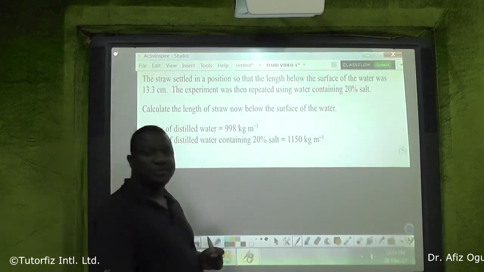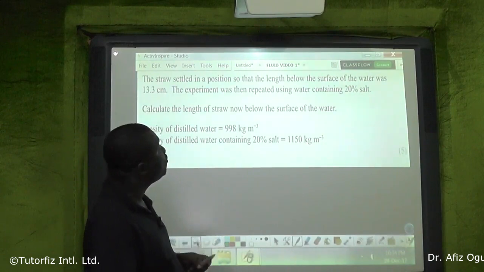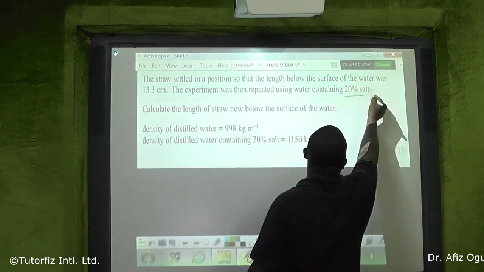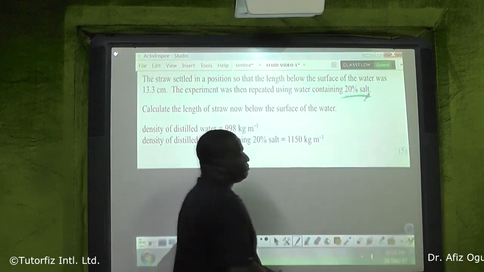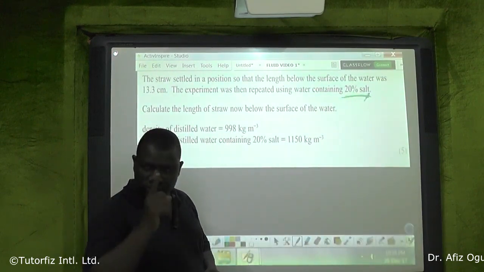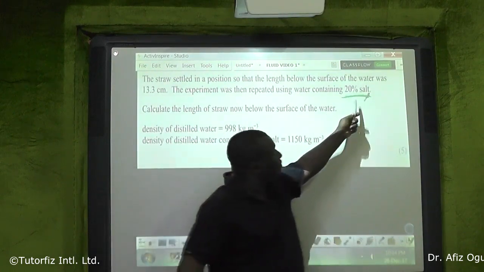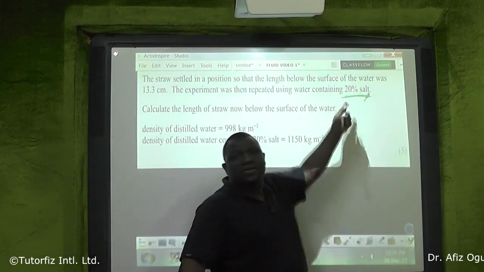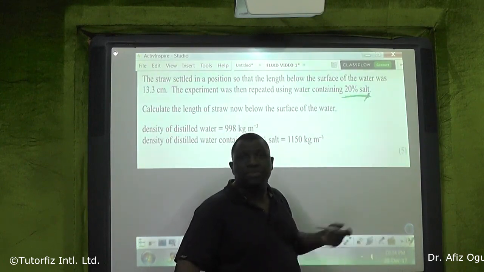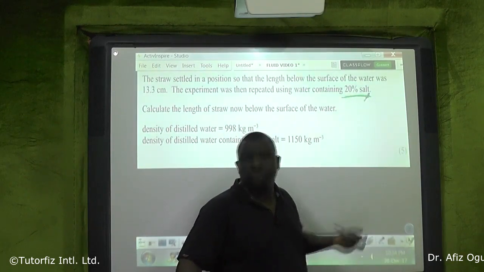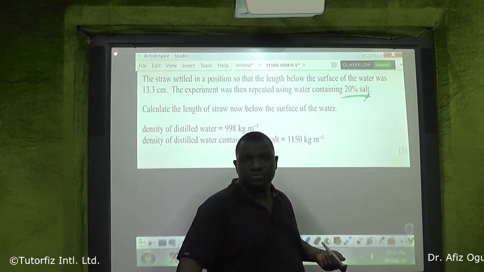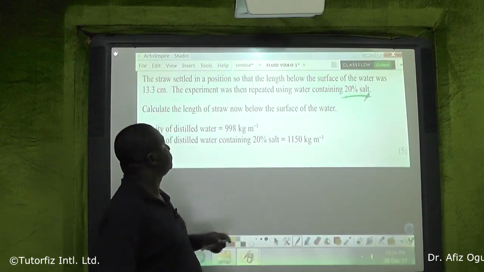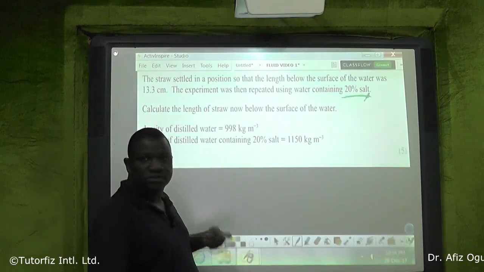The experiment was then repeated using water containing 20% salt, a 20% salt solution. Note, for those of you who are chemistry students, you already understand: you are not going to use this 20% in your calculation. It's just telling you that it is a more concentrated, salty solution. Instead of telling you salt solution, they just said containing 20% salt.